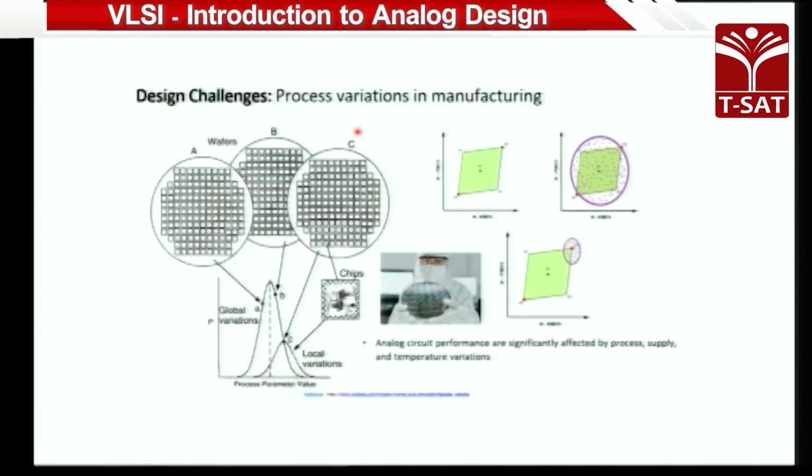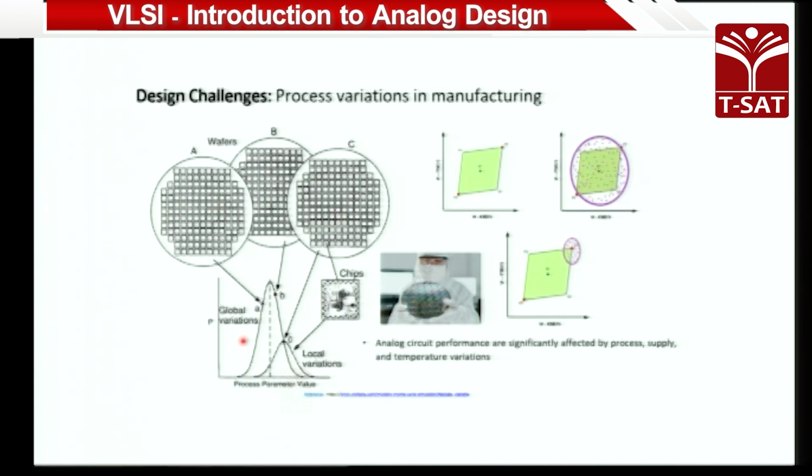Okay, going back to my slide, this is a design challenge, which is process variation. This process variation is predominant for analog. If you look at these diagrams, the center one is the integrated circuit, the silicon wafer, and inside it you have all the small boxes, which are chips. These chips are spread across the wafer, and there are multiple wafers, wafer A, B, C.